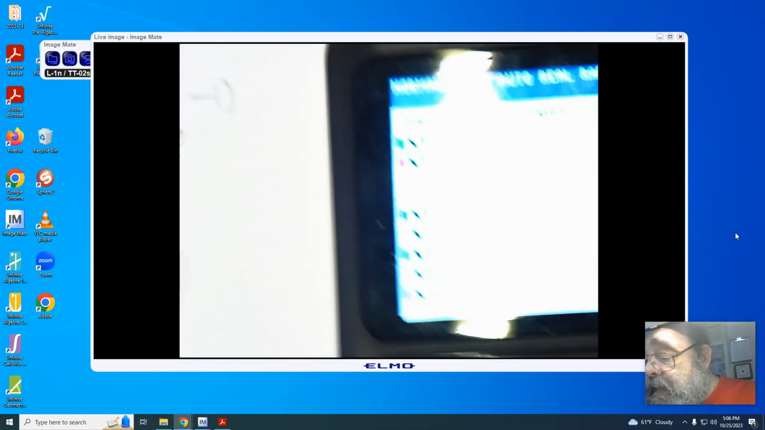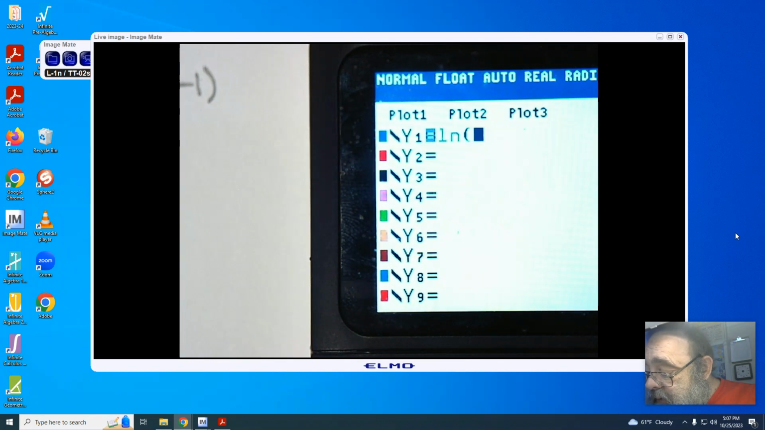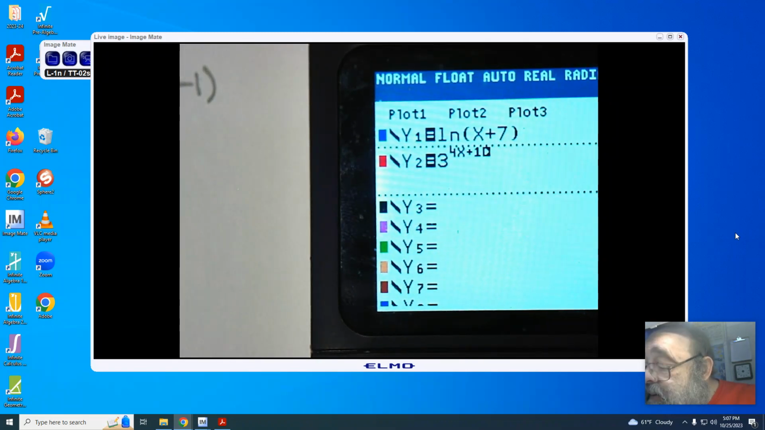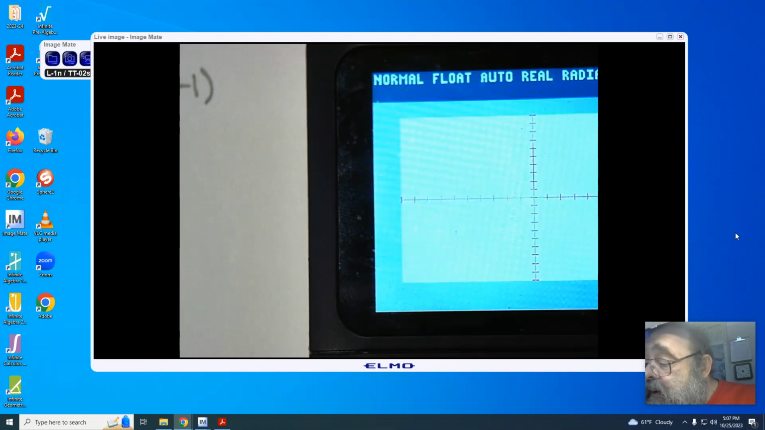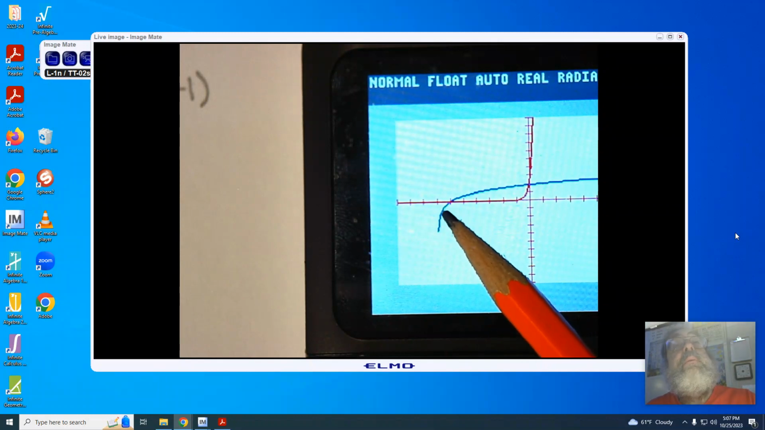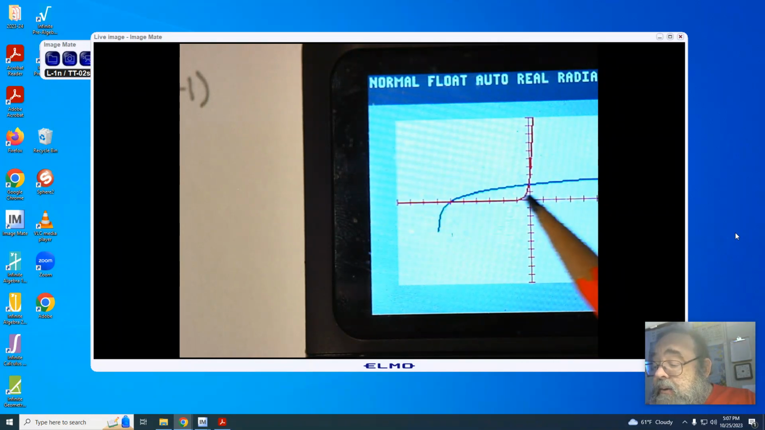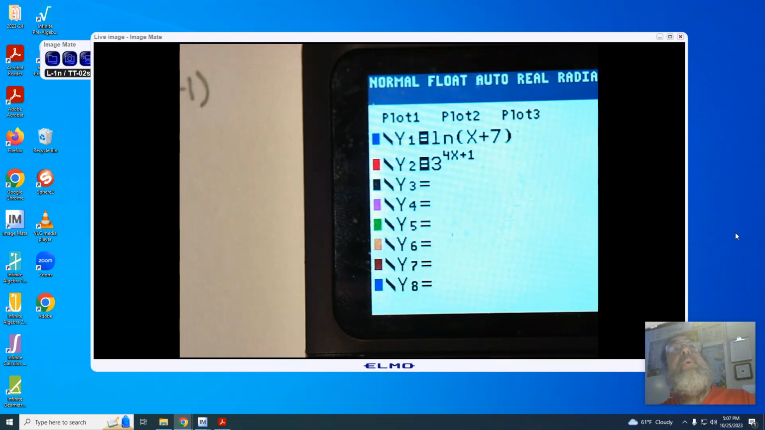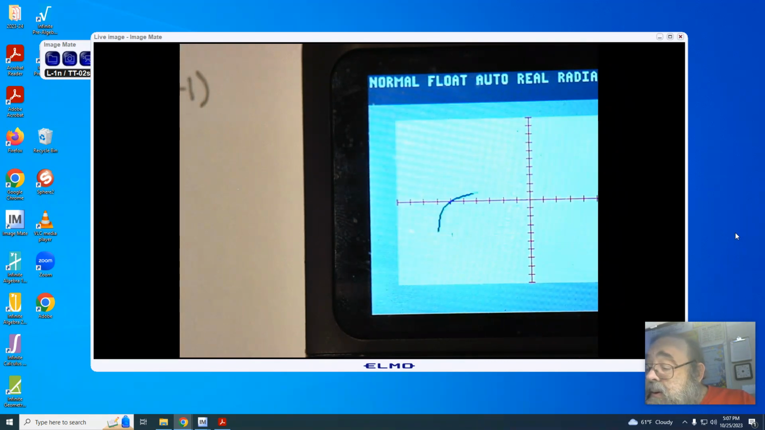Here we go. Starting with the natural log of x plus 7, then going to 3 to the power of 4x plus 1. Zoom 6. Notice there's our first intersection right there. There is our second intersection. Once again, the two equations, natural log of x plus 7 and 3 to the power of 4x plus 1, followed by a zoom 6. And we can see both intersections, one here and one here.